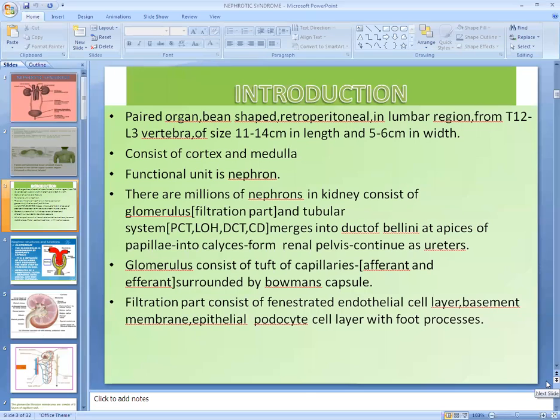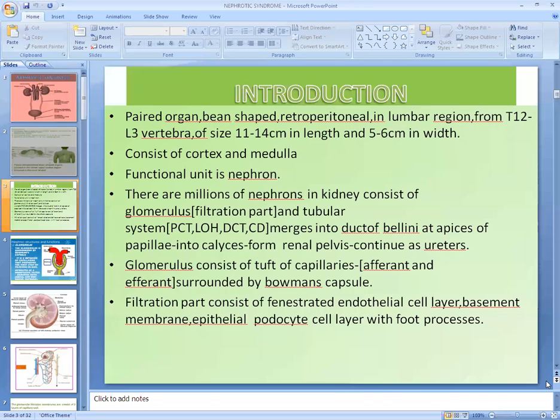The size of kidney is approximately 11 to 14 cm in length and 5 to 6 cm in width. It consists of cortex and medulla. The functional unit of kidney is nephron. There are millions of nephrons in the kidney.